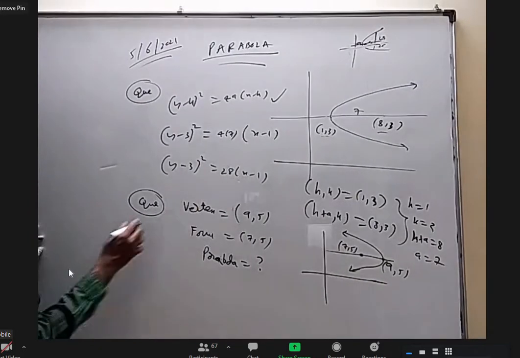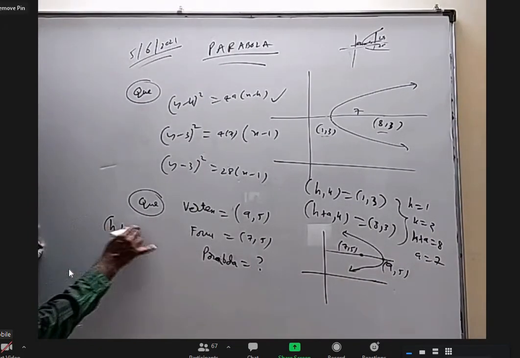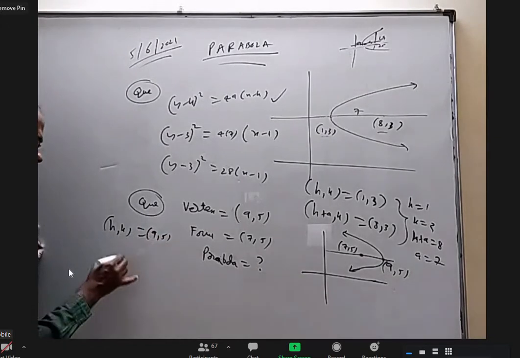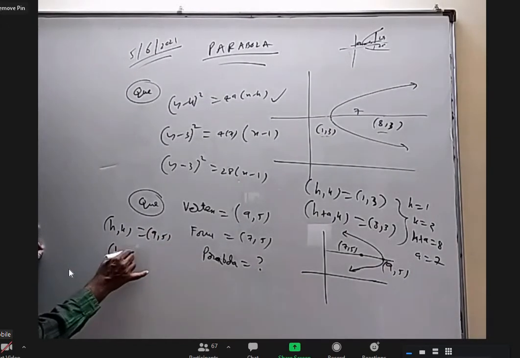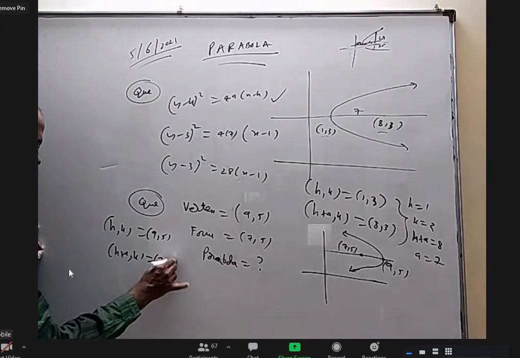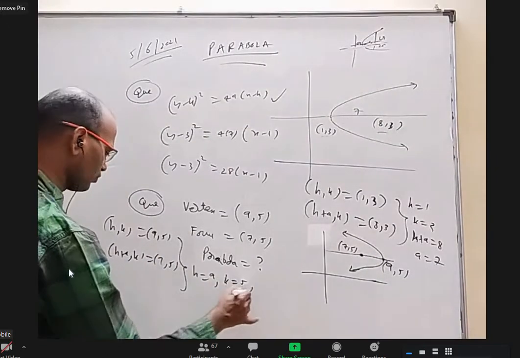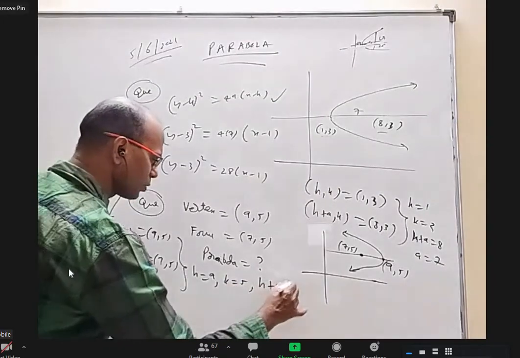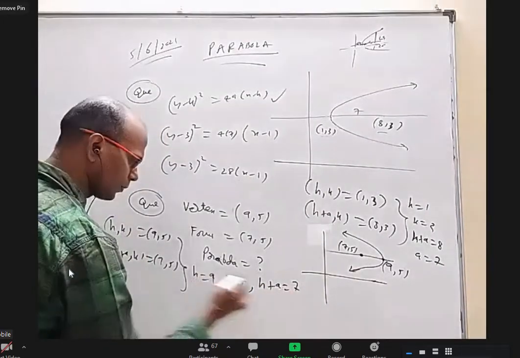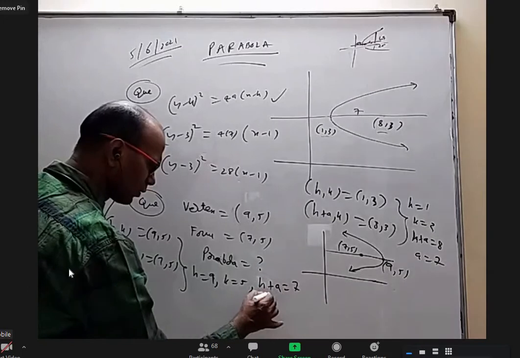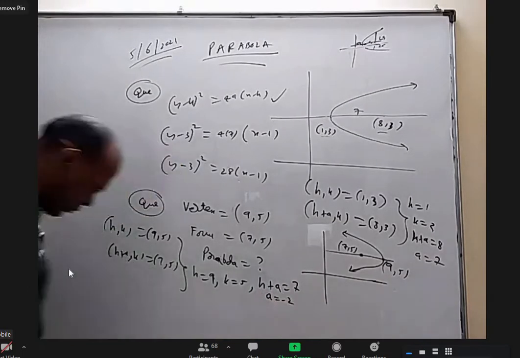If you want to use the standard method also, it's good. (h, k) is simply (9, 5). (h plus a, k) is equal to (7, 5). From this, h is equal to 9, k equal to 5. h plus a equals 7. Put 9 in that, you will get a is equal to minus 2.